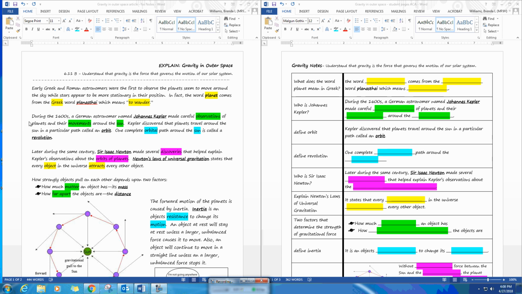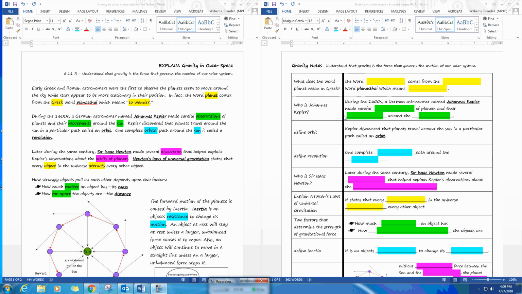Paragraph 2. During the 1600s, a German astronomer named Johannes Kepler made careful observations of planets and their movements around the sun. Kepler discovered that planets travel around the sun in a particular path called an orbit. One complete orbital path around the sun is called a revolution.